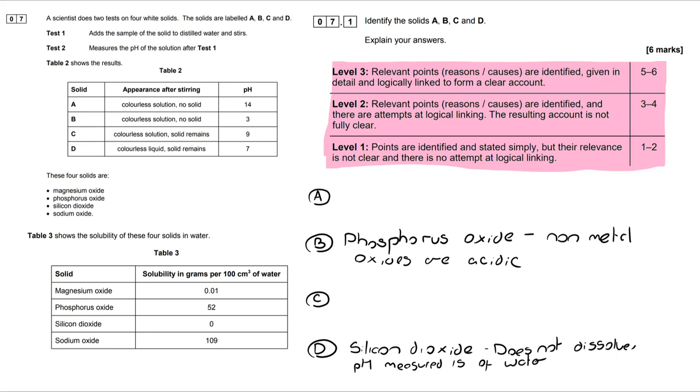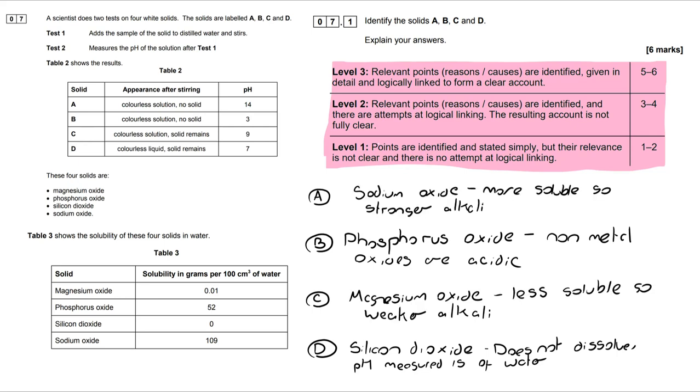And sodium oxide is much more soluble than magnesium oxide. Now that means I'm going to make a much stronger base, which is going to take me to a higher pH. Got the pH of 14, and therefore A is sodium oxide. By default, C is magnesium oxide. Now you can also answer this question in terms of how much solid is dissolved and how much solid remains, but the pH for me is a far more straightforward explanation.